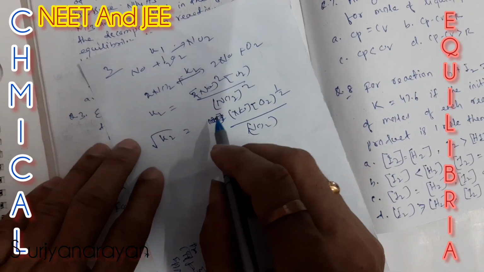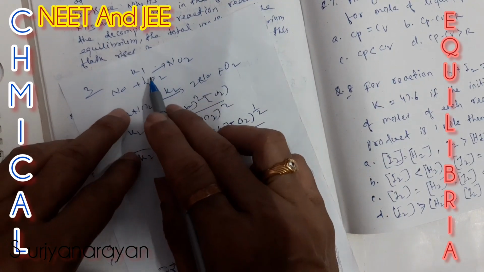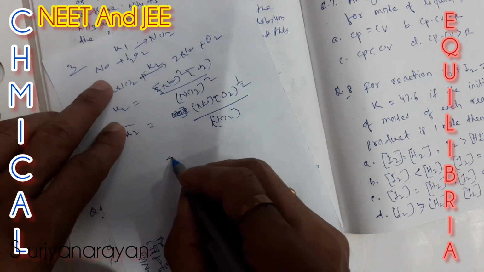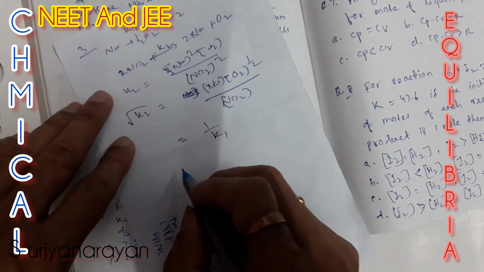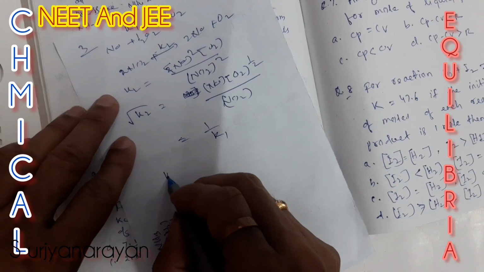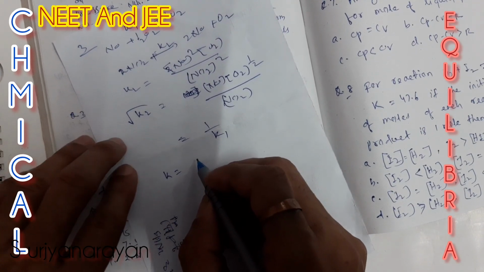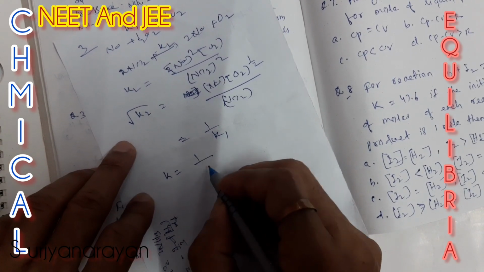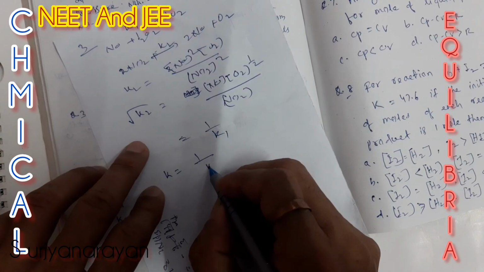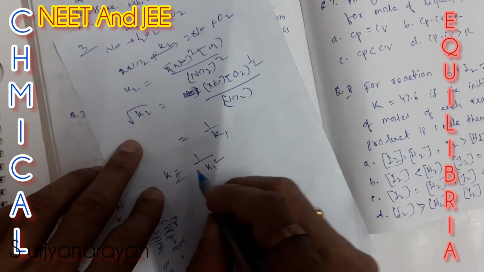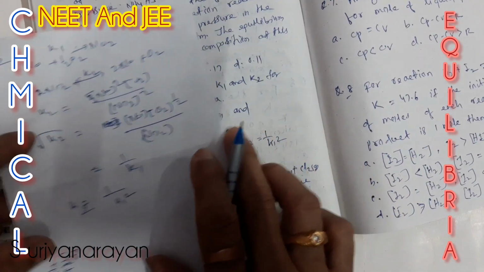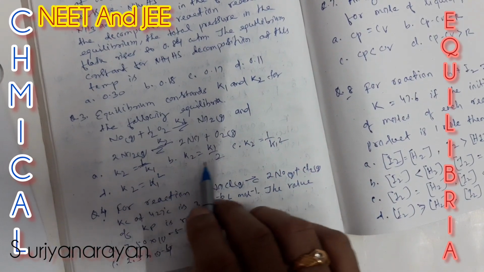So what is K1? You see, it is the reverse, so it is 1 by K1. So you will get K2 to the half equal to 1 by K1, so K2 is equal to 1 by K1 squared. So choice C is the correct answer.